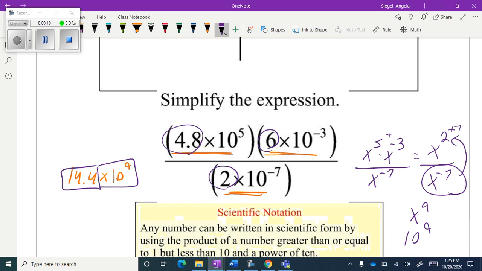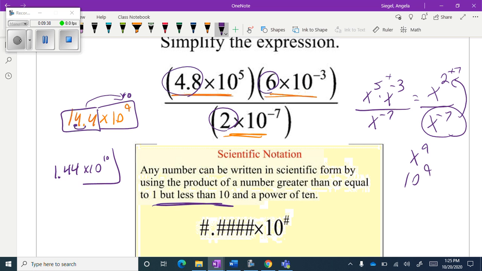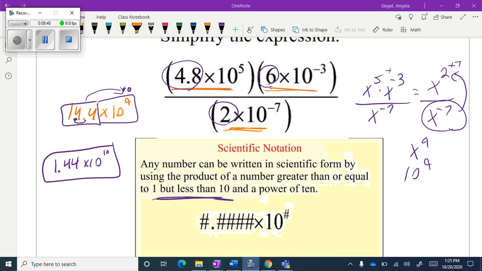Okay, so when you have scientific notation, don't forget that it's a number between 1 and 10. So I have to move this over. Because I'm making this value smaller, I have to make this value bigger to counteract it. So my final answer would be 1.44 times 10 to the 10th power. And that is it, guys, for our first lesson.